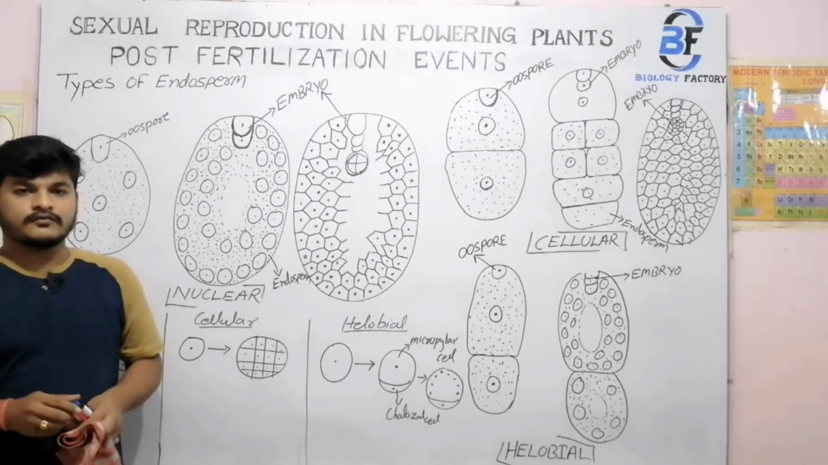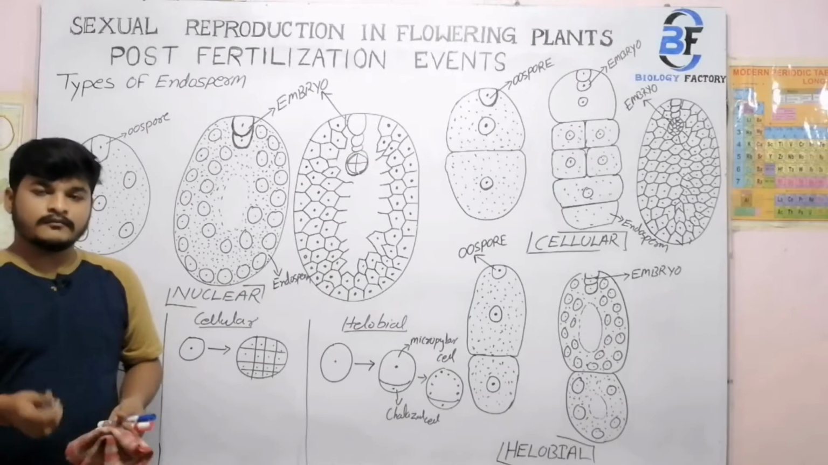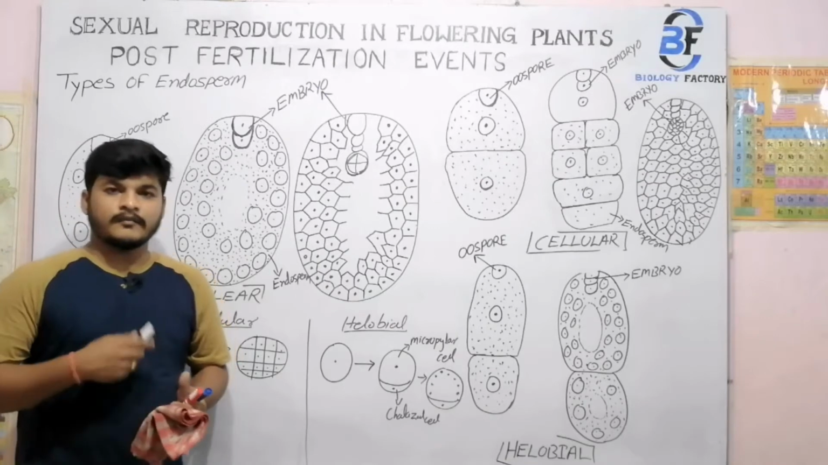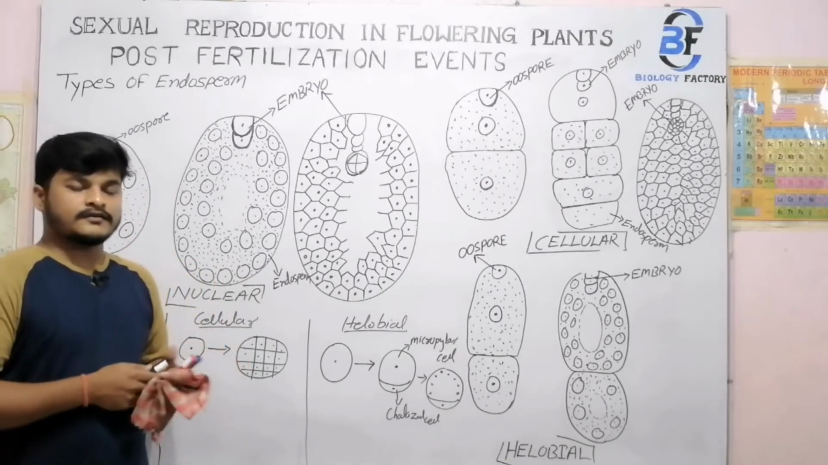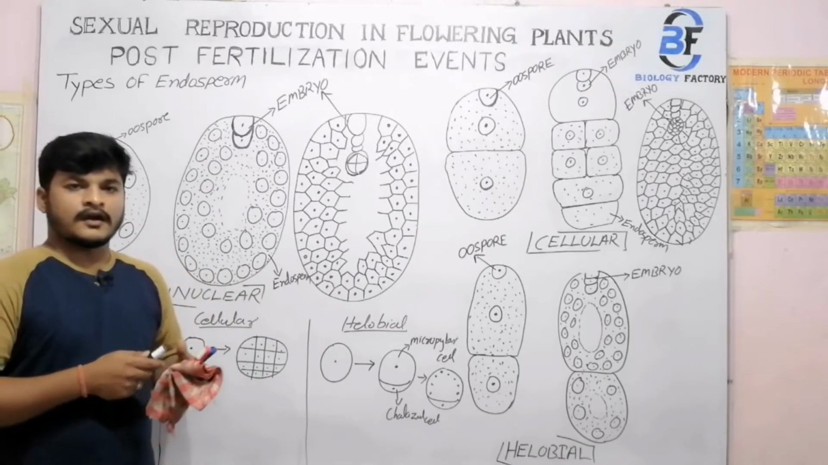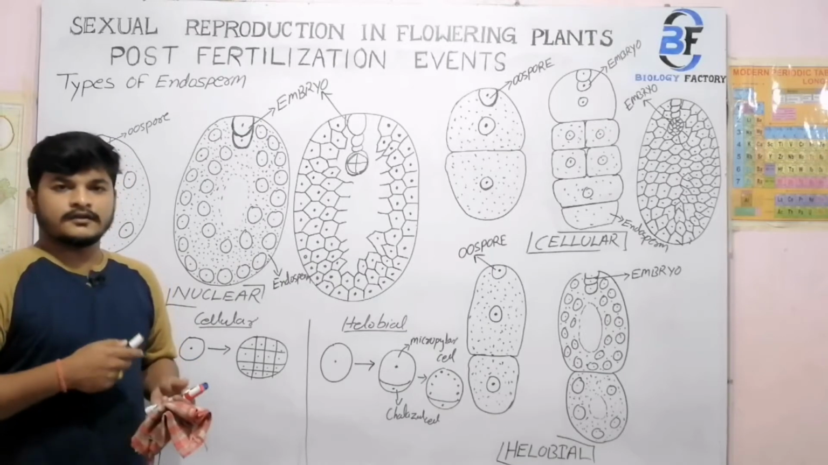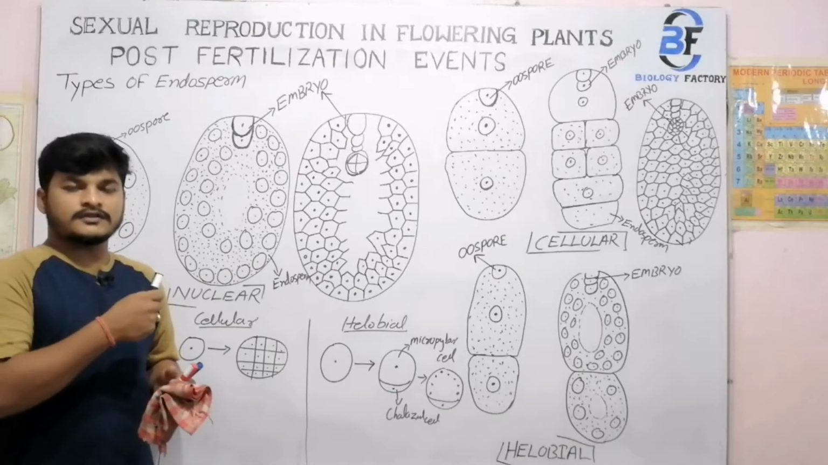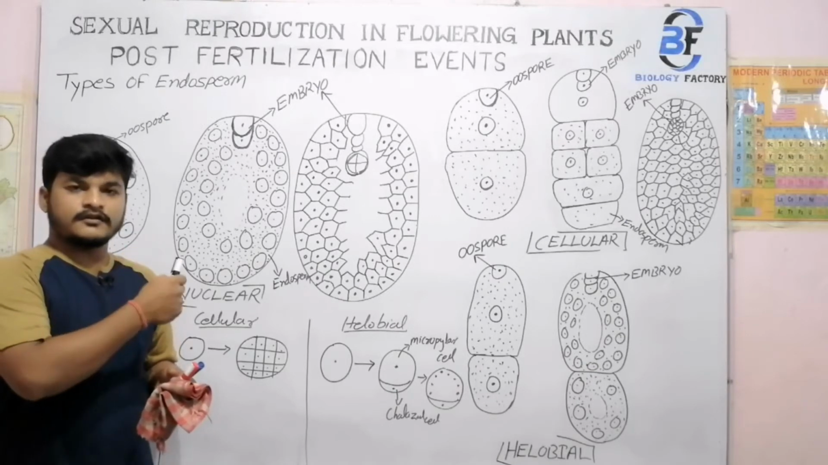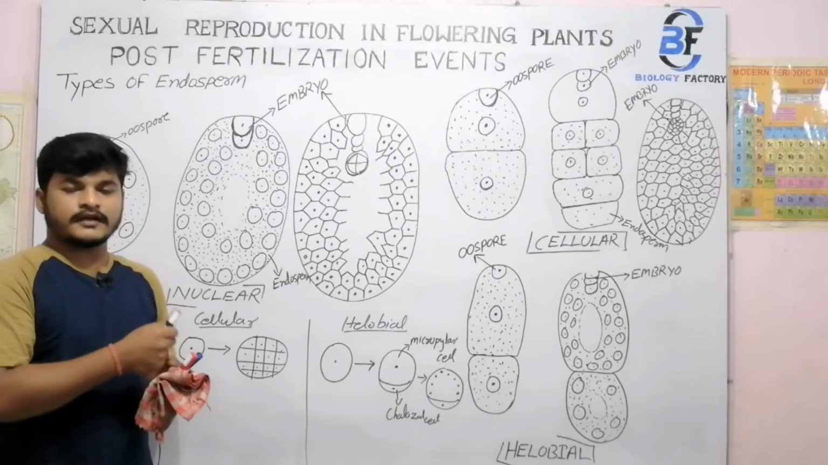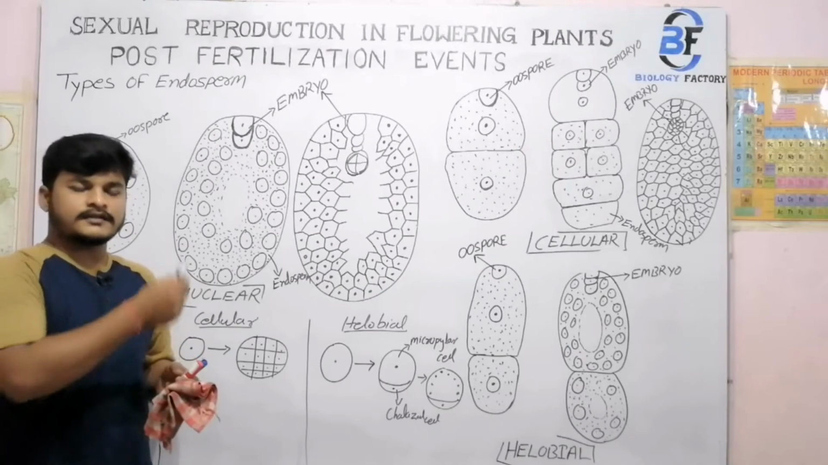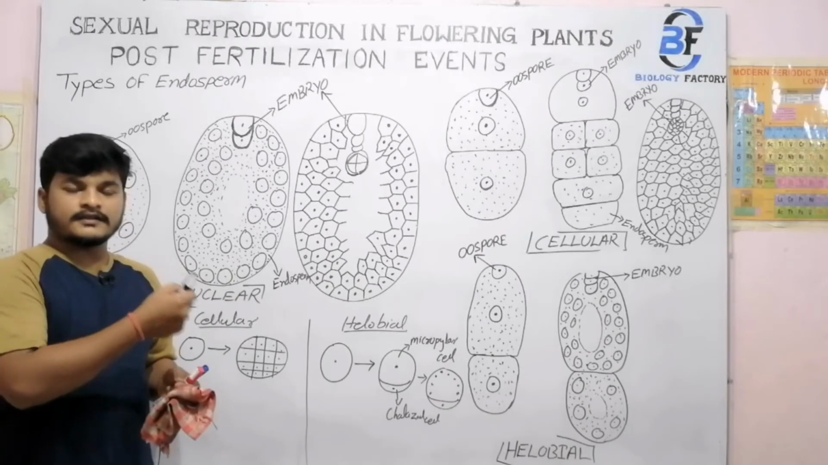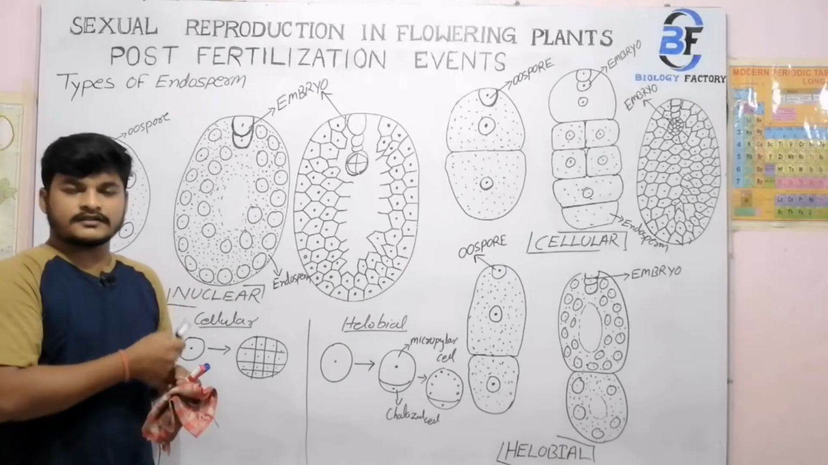In our previous classes, we already studied endosperm, and we already know about endosperm in fertilization. In fertilization, I told you that when the pollen tube enters the embryo sac, the first male gamete enters the synergid, guided by the filiform apparatus. Next, it fuses with the egg cell, and it ultimately gives rise to the first fertilization.